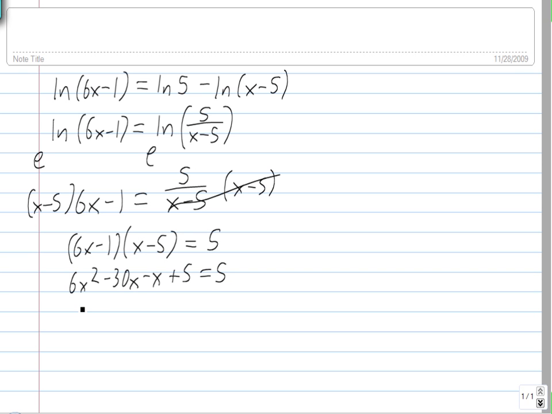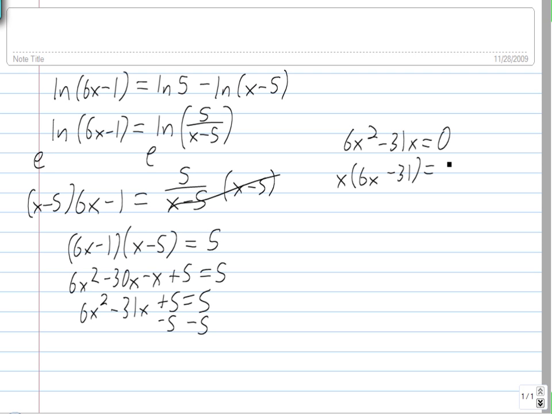Now we can combine these two x terms, 6x squared minus 31x plus 5 equals 5. Now subtract 5 from both sides. These 5's basically cancel themselves out, and you're left with 6x squared minus 31x equals 0. Now, since you have a common factor here of x, bring that out. So when you factor out x, you're left with 6x minus 31 equals 0.